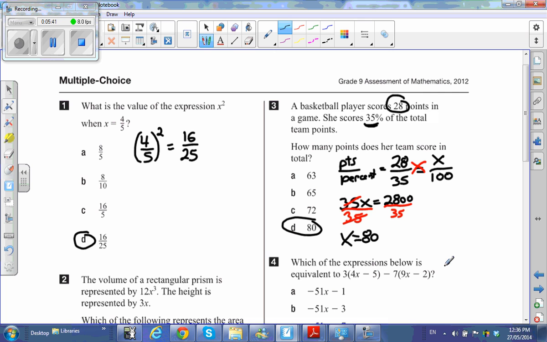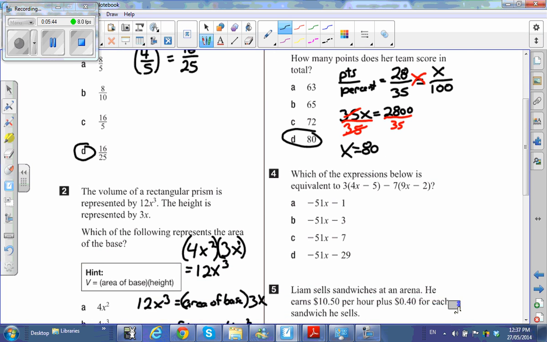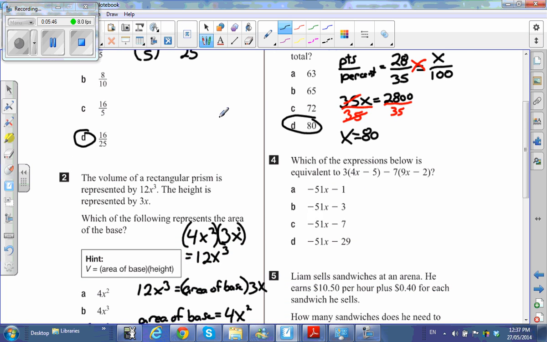Okay, 4. This one should be pretty straightforward, just simply multiplying into the brackets. And again, I know a couple people had a little bit of difficulty with this. So again, multiplying in. So I'm going to get 12x minus 15 minus 63x plus 14. So let's look at how many x's we have, collecting like terms. I have 12x and minus 63x. So that brings me down to negative 51.